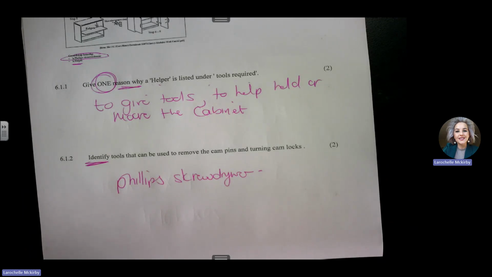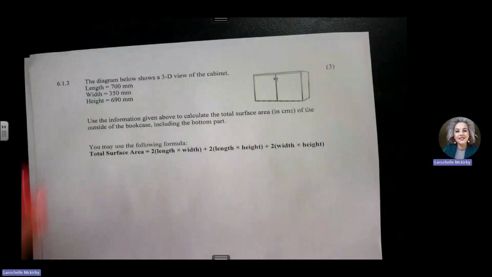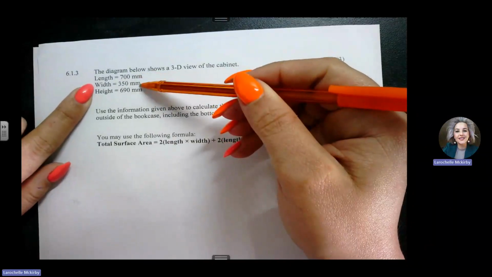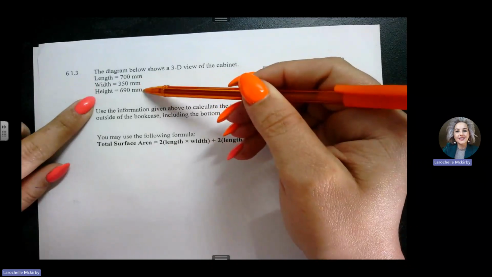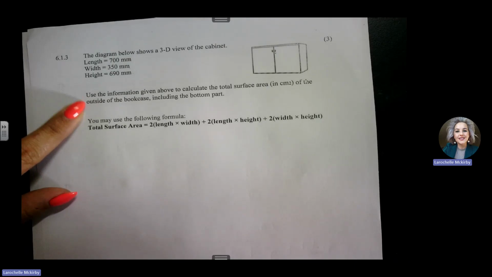Now, for the last time, let's do a quick calculation using a formula. The calculation is, the diagram below shows a 3D view of the cabinet with a length of 700 millimeters, a width of 350 millimeters, and a height of 690 millimeters. Use the information given above to calculate the total surface area in squared centimeters of the outside of the bookcase, including the bottom part. And here we have the formula to do exactly that.